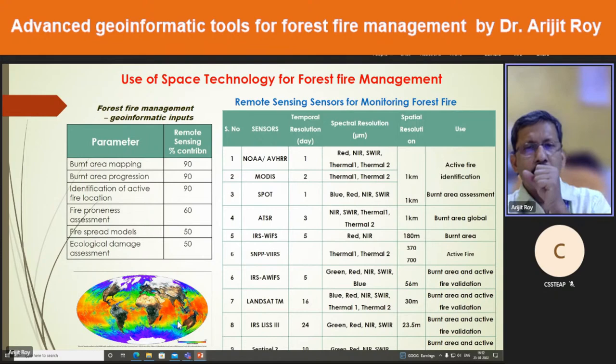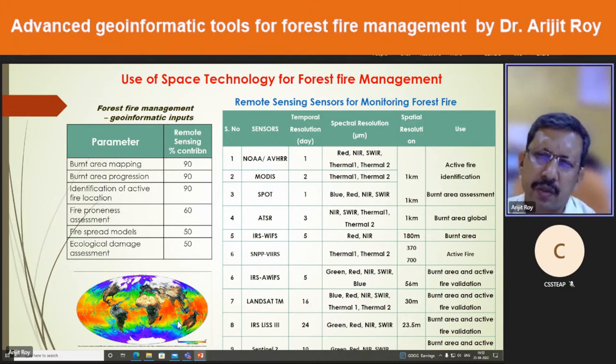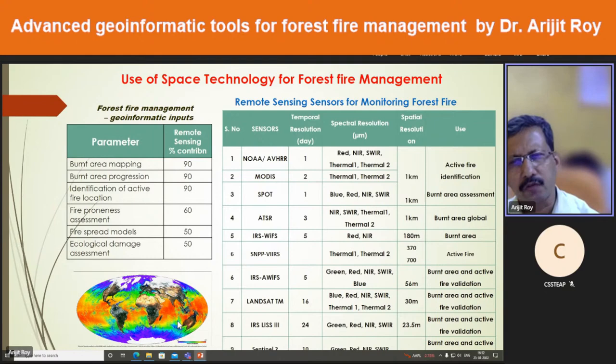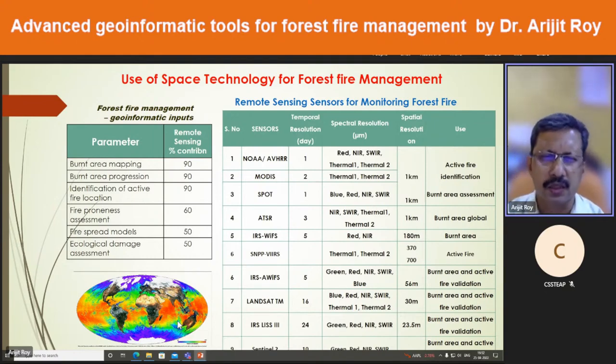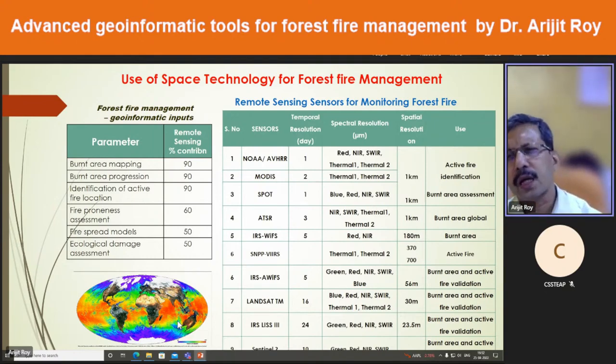So if we talk about the remote sensing sensors available for monitoring forest fires, we have a plethora of sensors like NOAA AVHRR, MODIS, SPOT, ASTER. So for active fire identification, we basically need the thermal sensors, which are there on MODIS, which are there on ASTER, which are there on SNPP VIIRS, or NOAA.